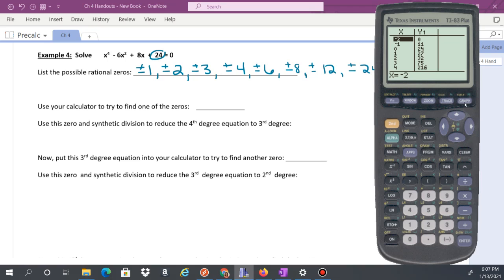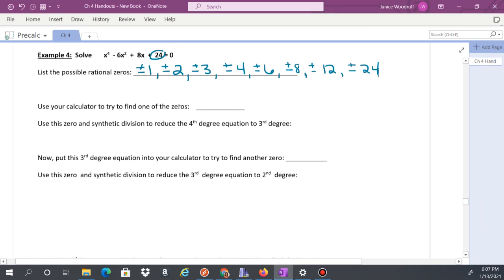So -2. Does anybody remember from college algebra what happens when you touch the graph and turn around? It has a multiplicity. Good. So this -2 is probably going to appear more than once on here. Okay, so we've got a zero of -2.